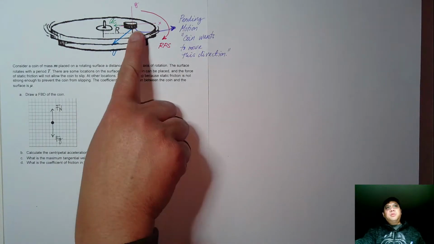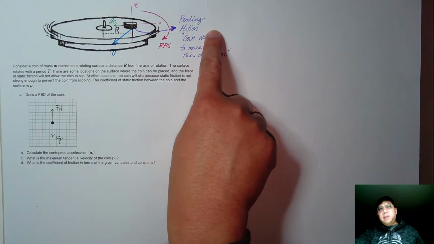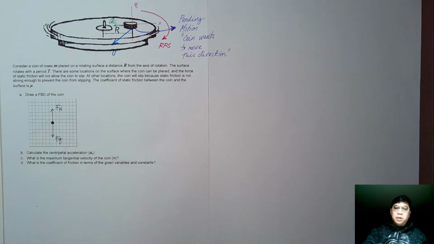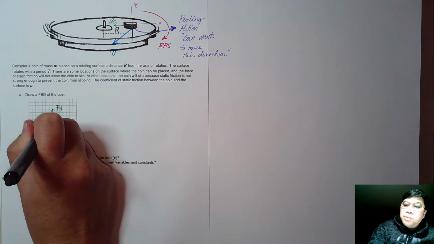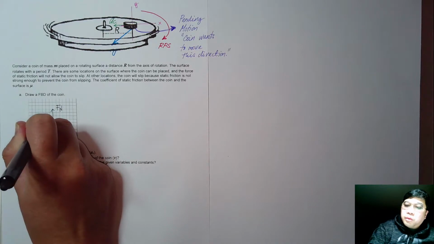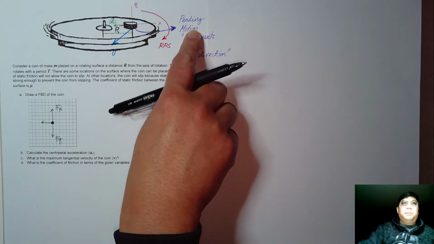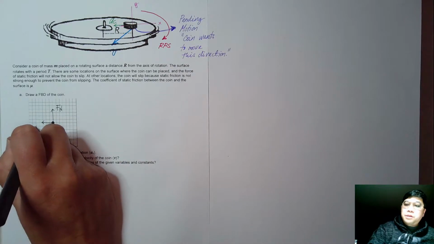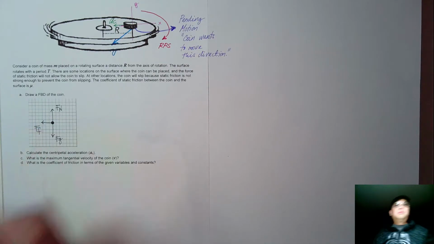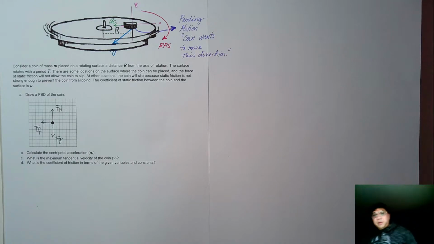And since it's moving away, friction is pulling it or preventing it from going away by applying that force that is towards the center. So it should always be opposite the direction of motion. So this is our force of friction, which is represented by F.